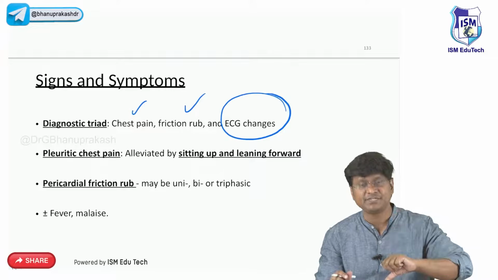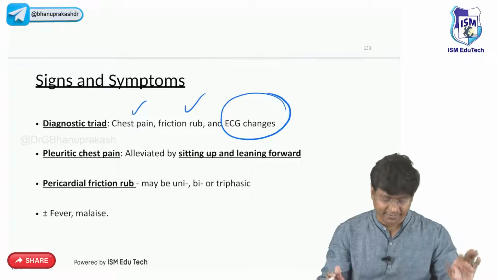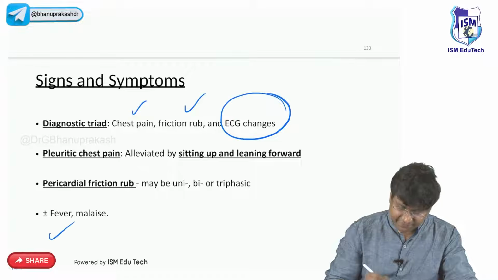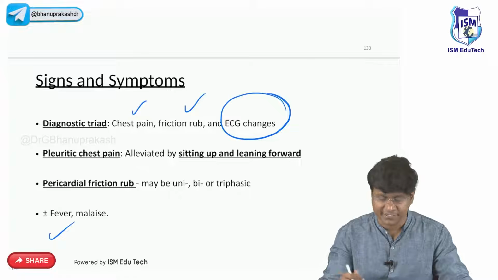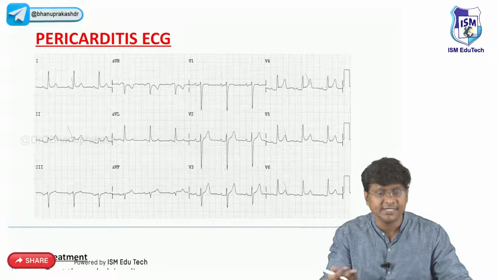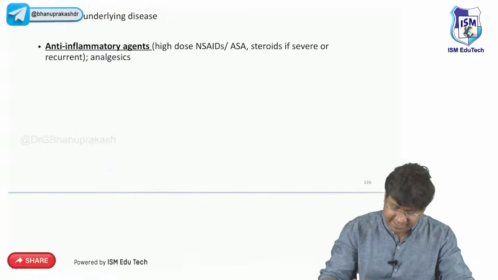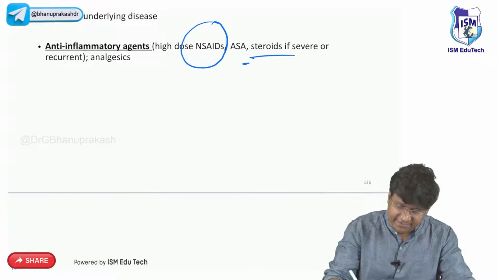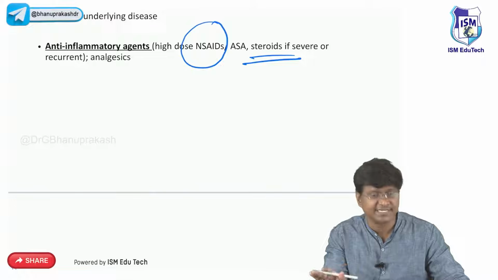PR segment depression will be there in all the leads except AVR. Then next is the fever, that is because of the viral infection, and this is the ECG that is suggestive of acute pericarditis. And what is the treatment I have told you? That is the NSAIDs. Only if the individual is refractory, then we give prednisolone, that is steroid.